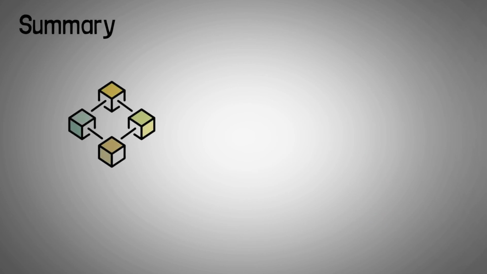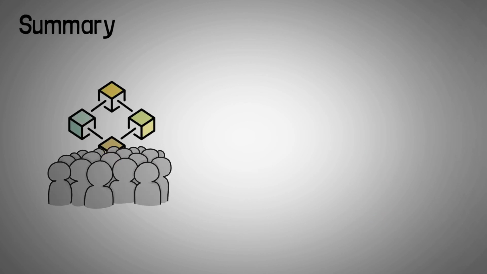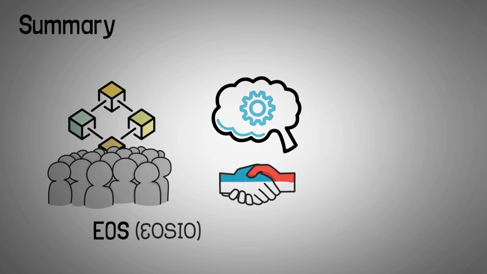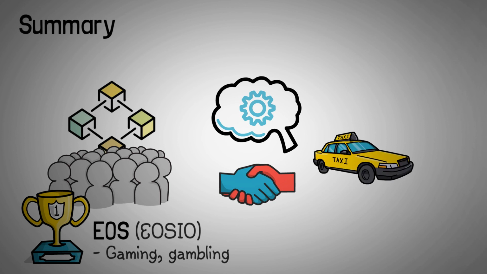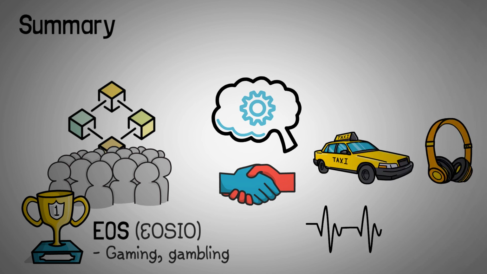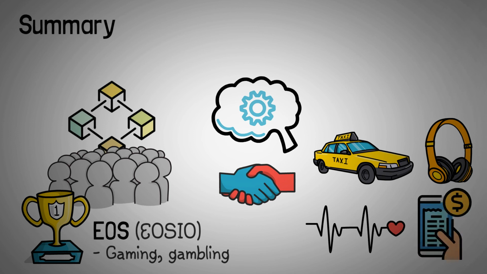At last, let's summarize EOS. At the moment, the blockchain platform with the most users all around the globe is EOS, also known as EOS.io. Every decentralized application created on the blockchain provides services that have real-world use and advantages. EOS is the industry leader in developing applications and software for gaming and gambling, and a wide variety of other applications for purposes including ride-hailing, music sharing, fitness monitoring, digital payment, and more.